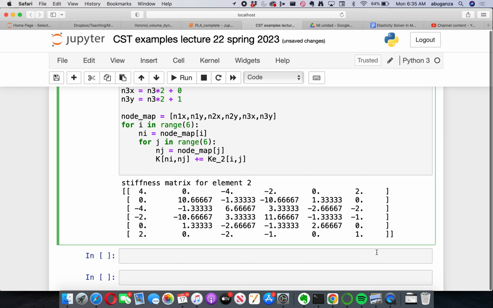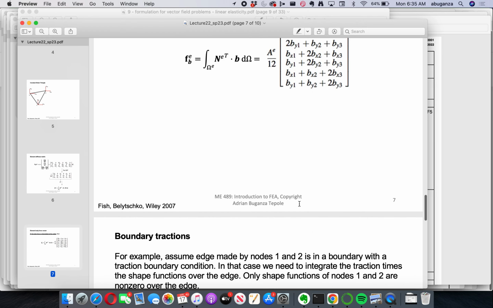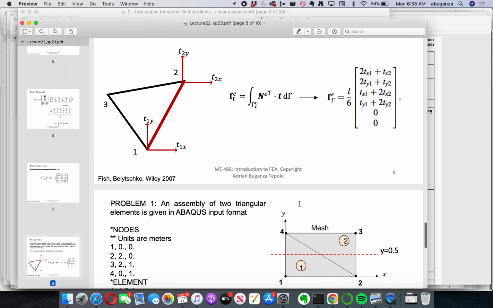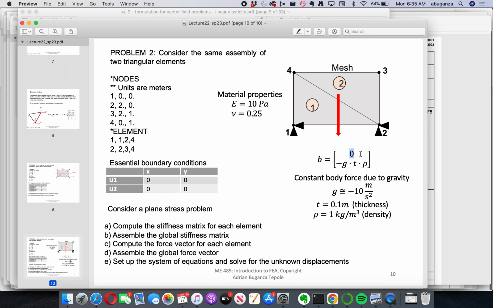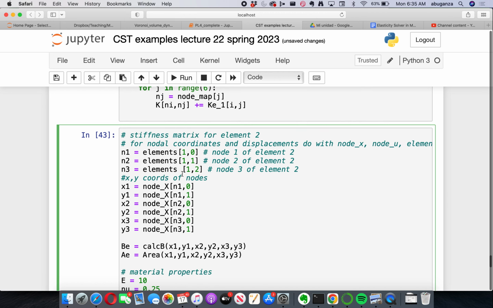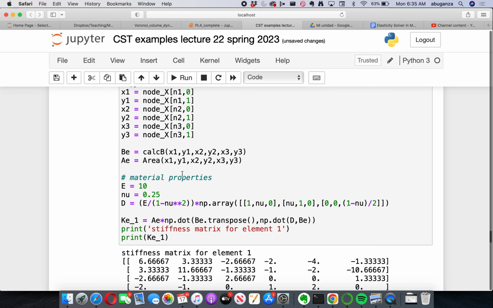Finally, let's do the force vector very quickly. For the force vector, it is a constant force vector. So if you remember, I don't think I have it in these slides, but the force vector is just gonna be 0 for the x, and then the y force is minus gravity, which is 10, times the thickness times the density, which is 1. So 0.1 times 10 is 1. And then I don't have it here, but I'll do it here as well.